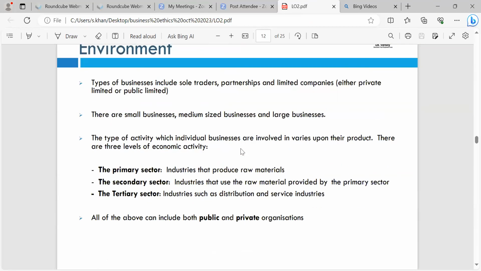Understanding the business environment. Types of businesses include sole traders, partnerships, and limited companies, either private limited or public limited. There are small businesses, medium-sized businesses, and large businesses. The type of activity which individual businesses are involved in varies depending on their product. There are 3 levels of economic activity. The primary sector, industries that produce raw materials.